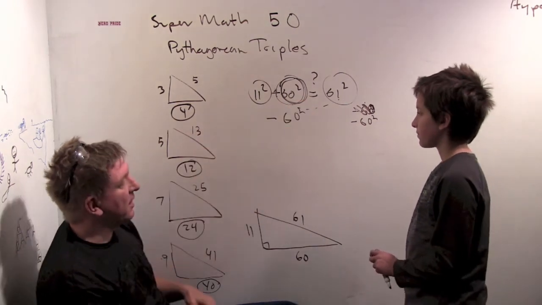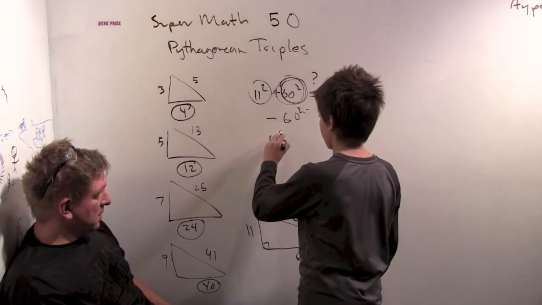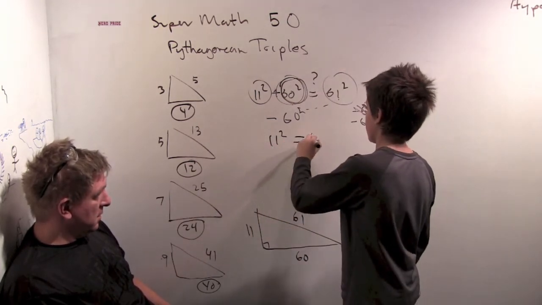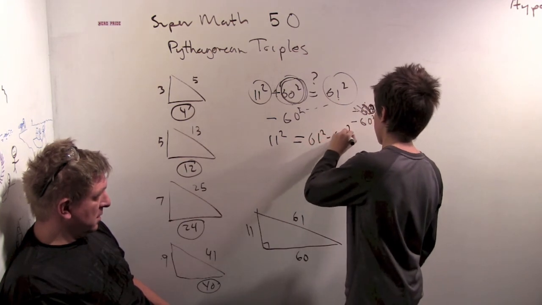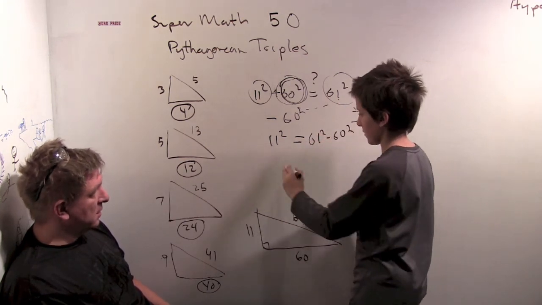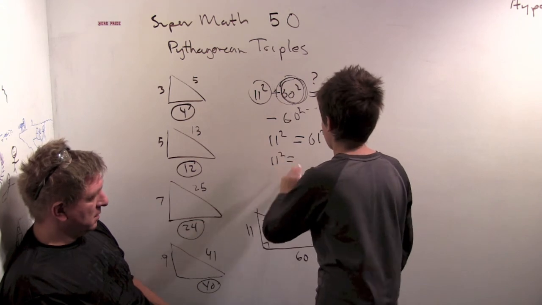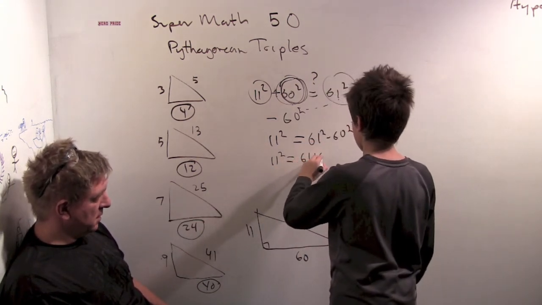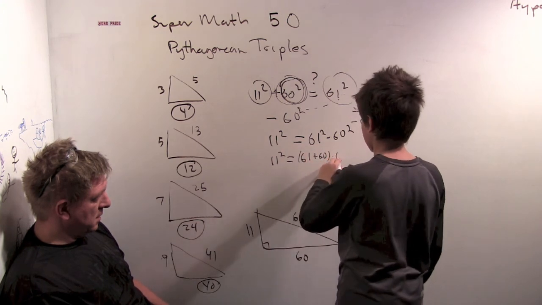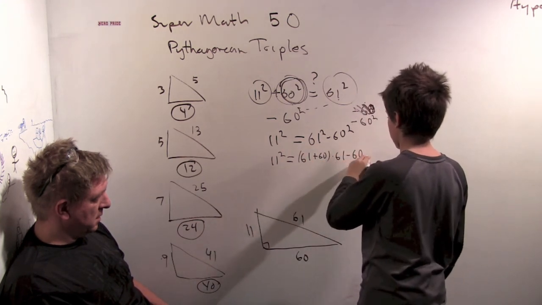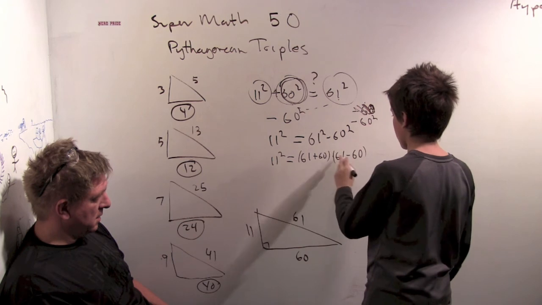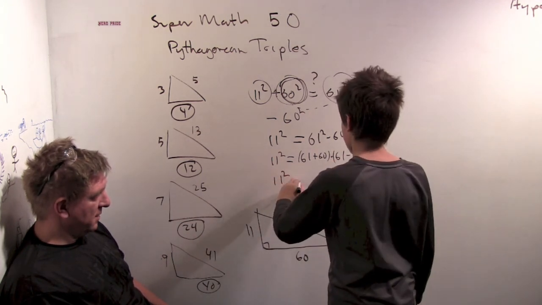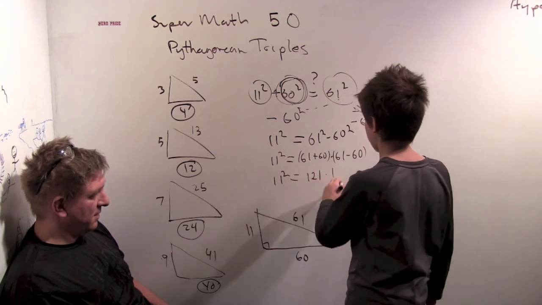So what do I have now? Now you have 11 squared is 61 squared minus 60 squared. Now we can do a difference of squares. 11 squared is 61 plus 60 times 61 minus 60. So this is 1, so we're multiplying by 1. And 61 plus 60 is 121, and 11 squared does equal 121 times 1.